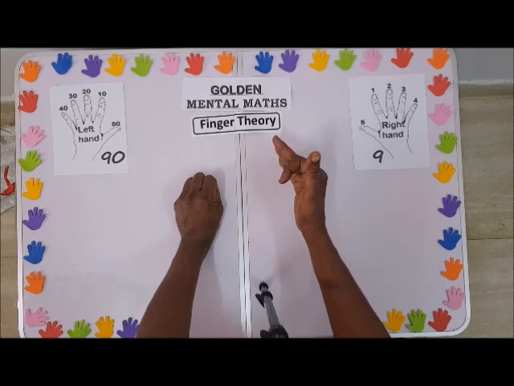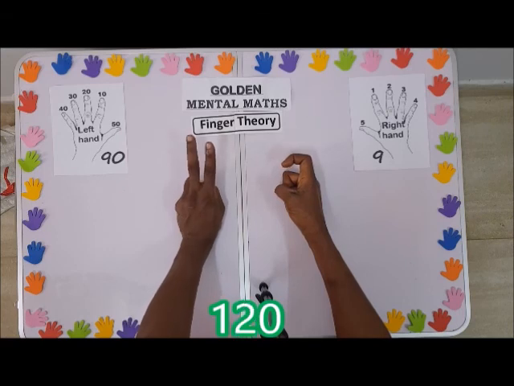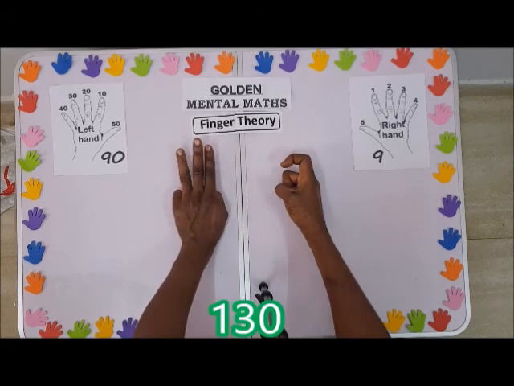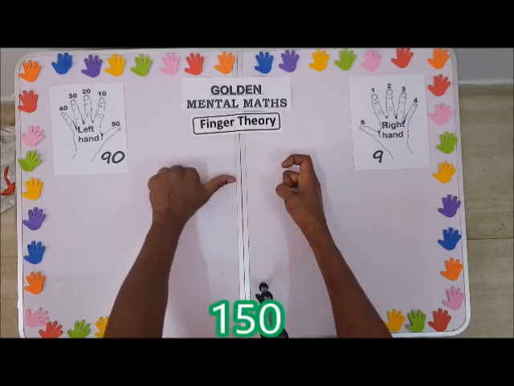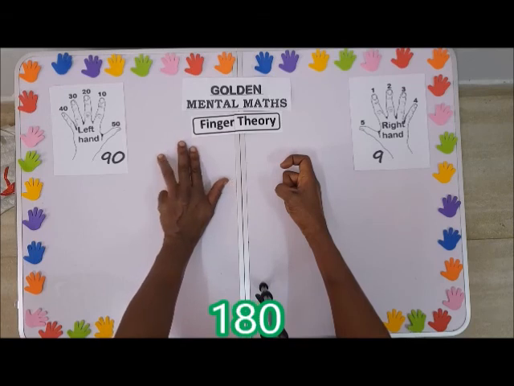So we have 110, 120, 130, 140, 150, 160, 170, 180, 190.